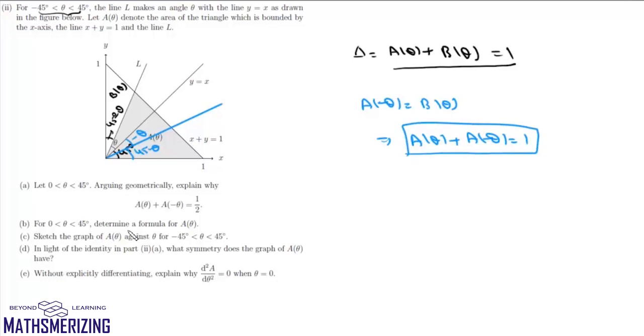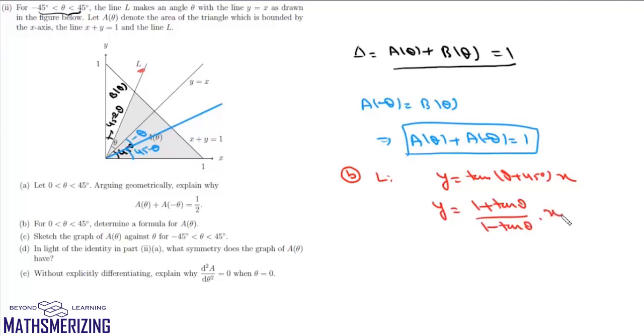Now this part B is, for theta lying between 0 and 45, determine a formula for A(theta). Now what we'll do is we'll find the equation of this line L. For this L, we know that y equals mx. What is m? m is tan(theta plus 45). So it will be y equals (1 plus tan theta) upon (1 minus tan theta) times x.